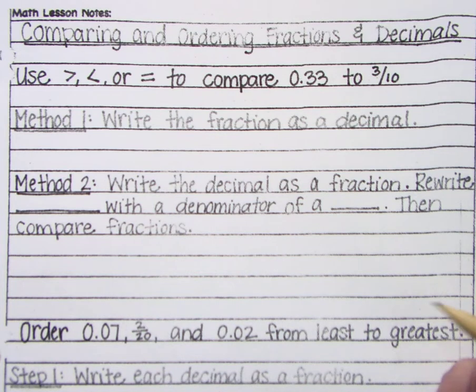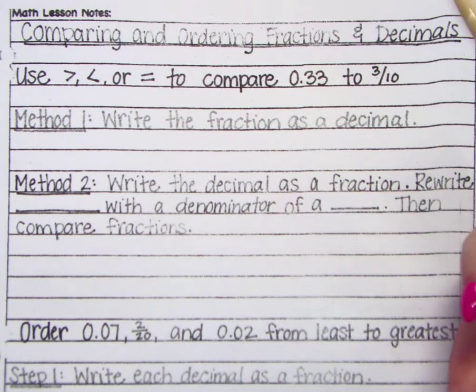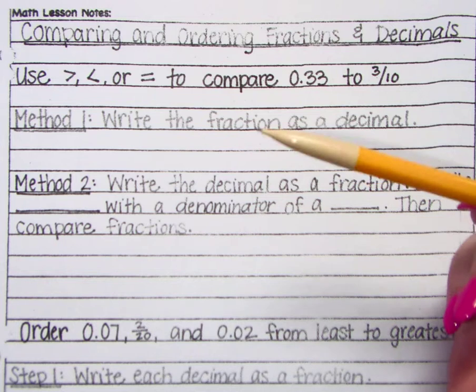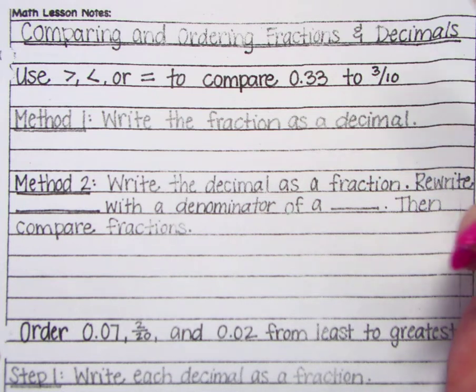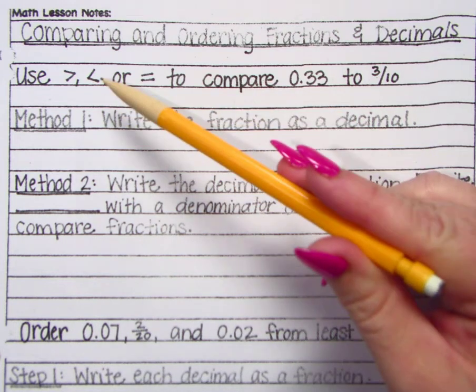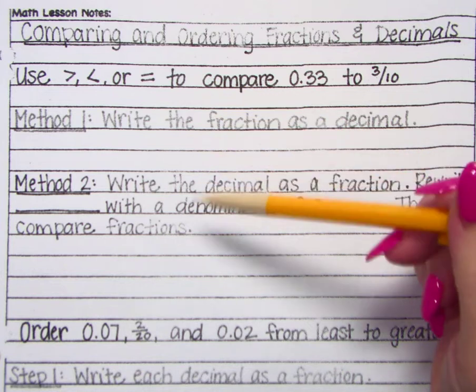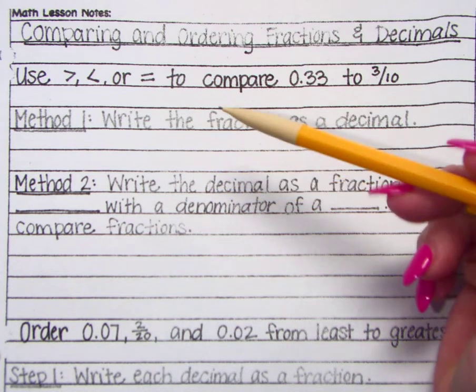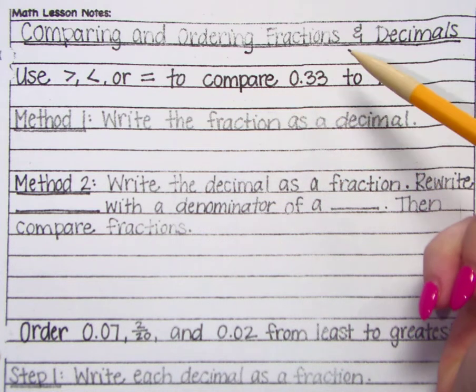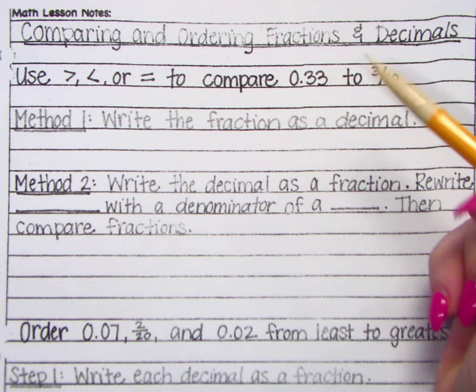Today we're going to be talking about comparing and ordering fractions and decimals. When we compare and order numbers, fractions, decimals, whatever, we use greater than, less than, or equal to compare those numbers. So we've got two different methods here. With our first method, we can write the fraction as a decimal. We talked about that yesterday.